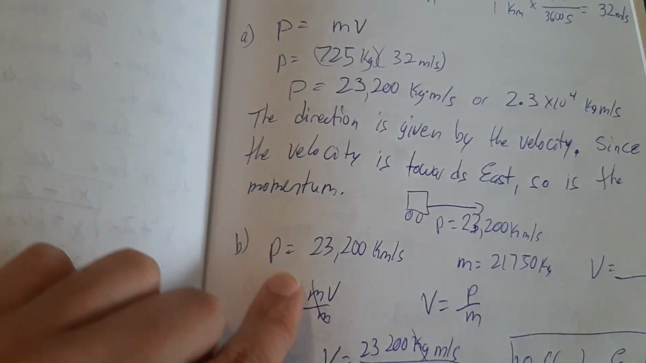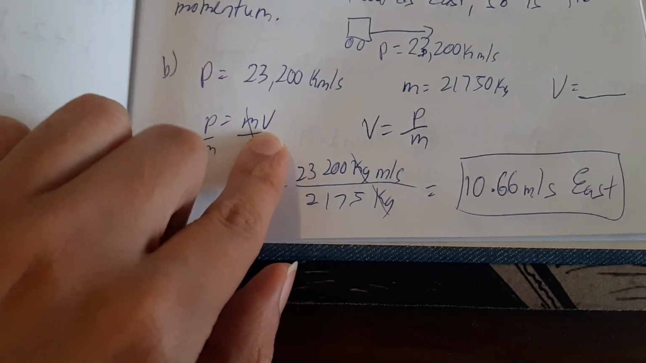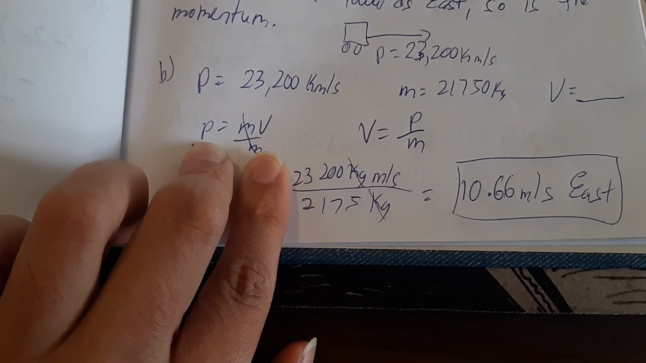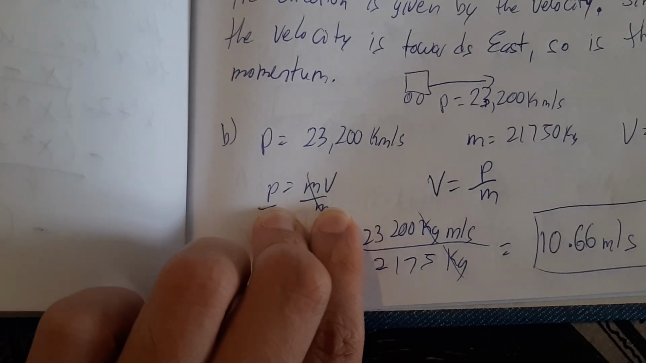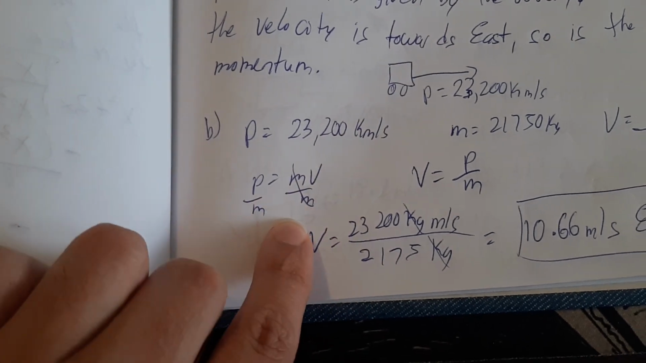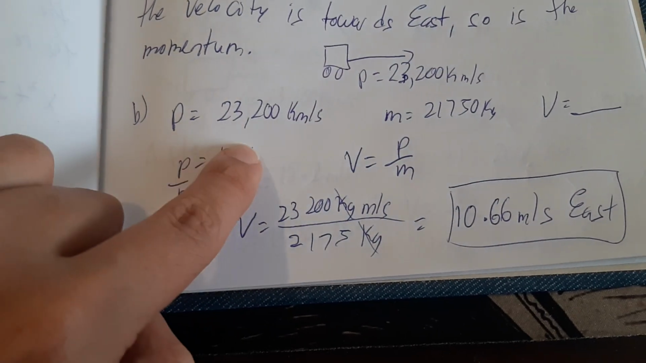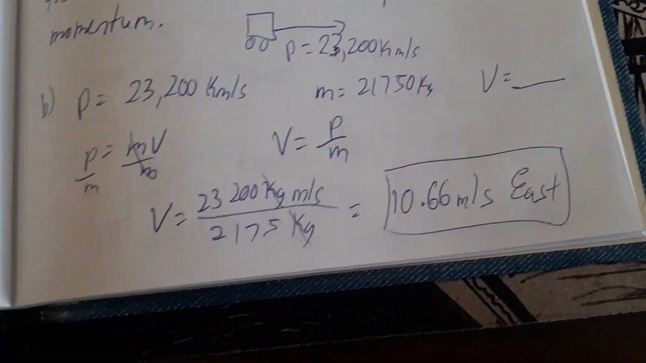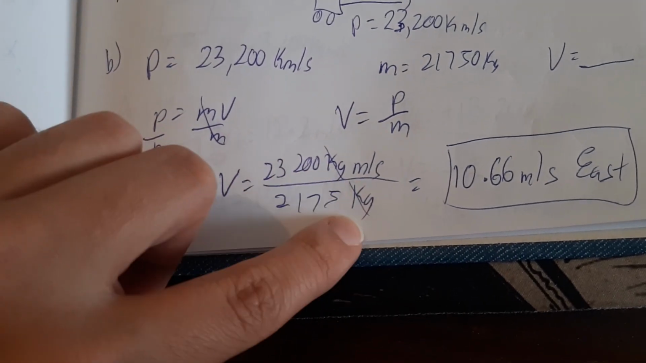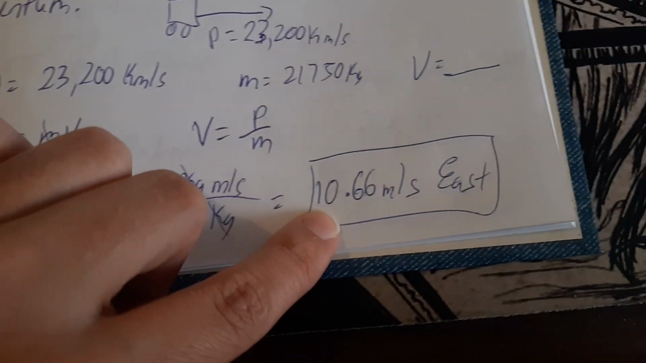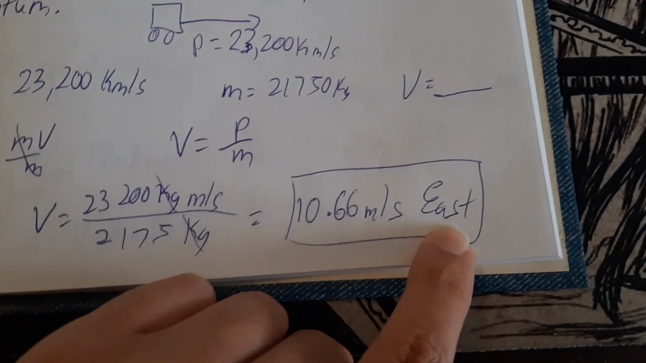Well, once again, we begin with our equation right here. P is m times v. But we don't want to find P. We don't want to find the momentum. We're trying to find the velocity. And how do we do that? Well, we solve for it. We divide by the mass. And what we have is the velocity is equal to the momentum divided by mass. So now we divide, the kilograms get canceled, and what we're left with is 10.66 meters per second, specifically east, right?